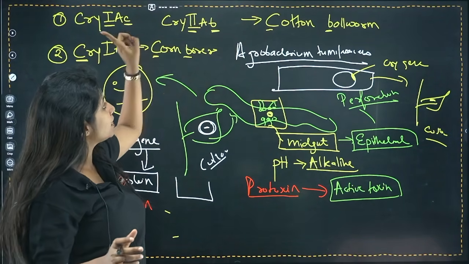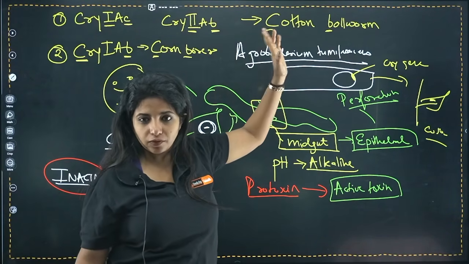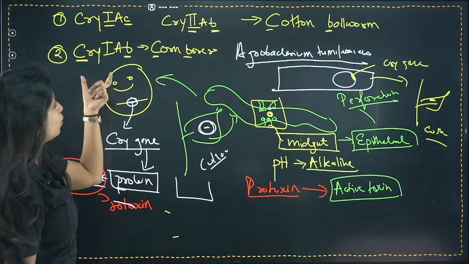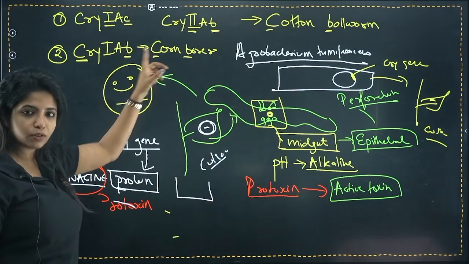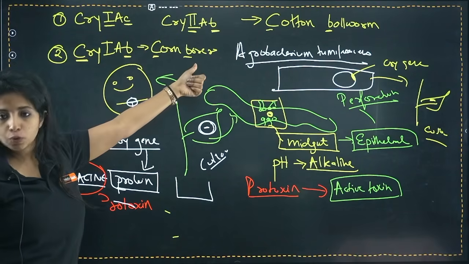First word starts with C and the second word starts with B. This is cotton bollworm, when you have two things. Now over here, Cry1AB, only one is there because this name is also small. First letter starts with C and last letter ends with B.